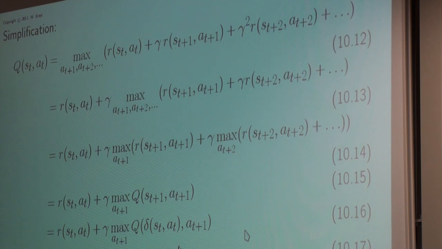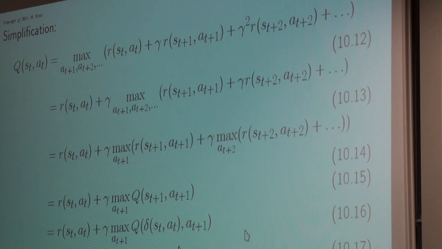Okay, and now look, this is the Q function for ST and AT. It's the reward plus gamma times the maximum of the rest. And what we have here is the reward plus gamma times the maximum of the rest. So this is nothing but the Q function of ST plus 1 and AT plus 1. And now you see what do we have here? We have such a recursive equation again.